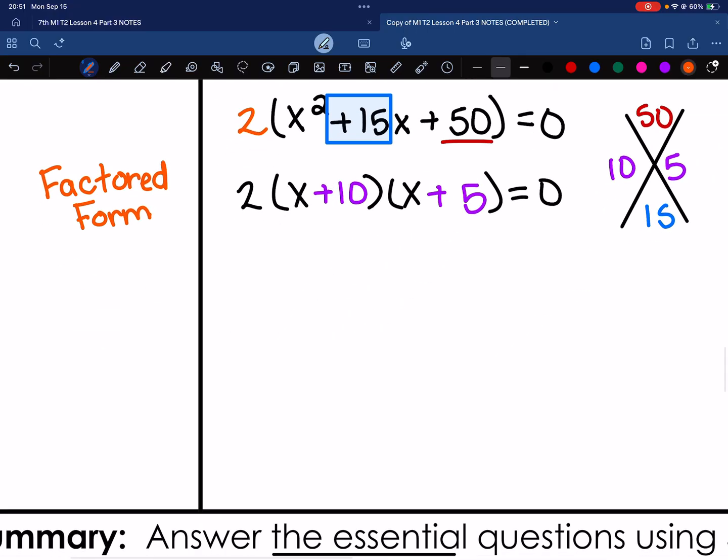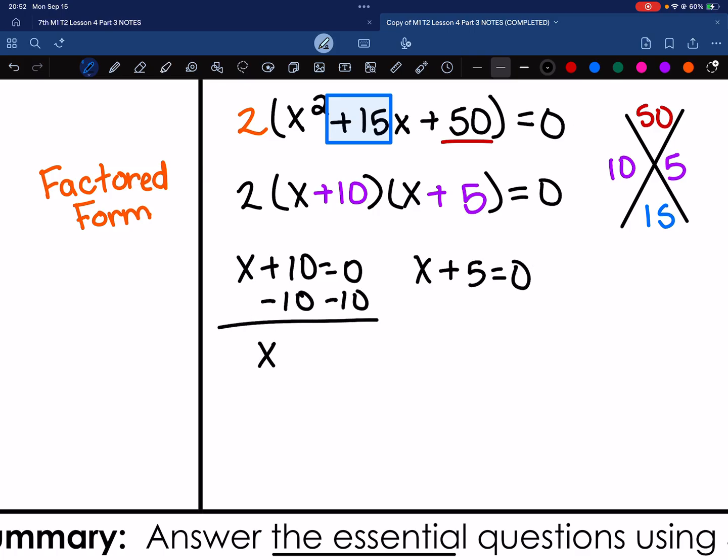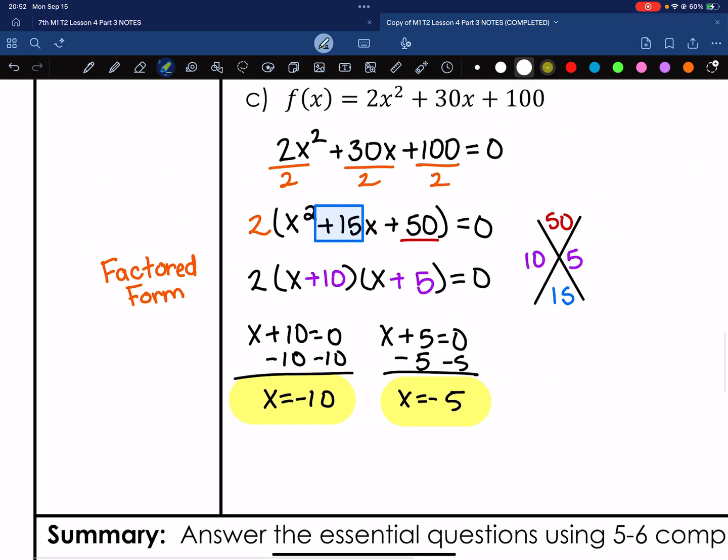So with our factored form, we're going to set each factor equal to 0. And we are going to subtract 10 from both sides. And so we get x is equal to a negative 10. Subtract 5, we get x is equal to a negative 5. And we have our 2 zeros.